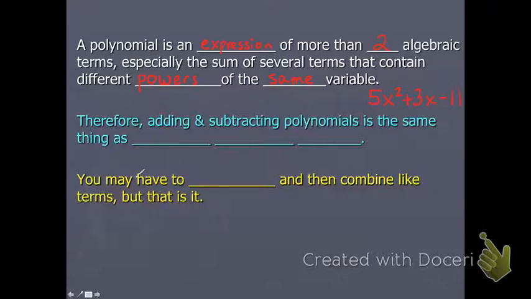what we're going to be doing really is adding and subtracting polynomials. And that is, looking at the blue statement right here, therefore adding and subtracting polynomials is the same thing as combining like terms. You may have to distribute and then combine like terms, but that's it. So you're going to be given multiple polynomials that look like the example we wrote down in red, and we're going to have to add them and subtract them.